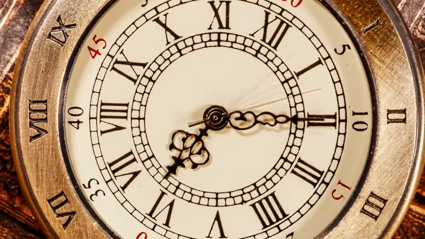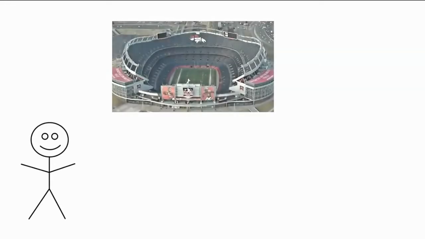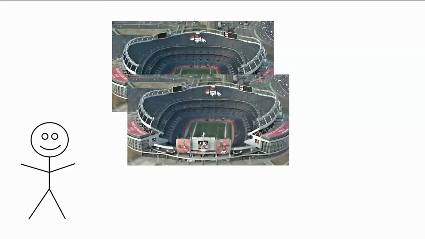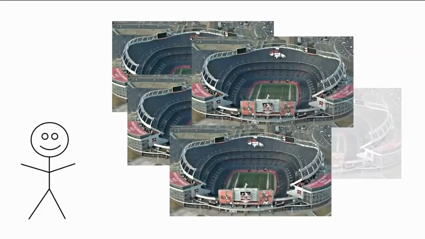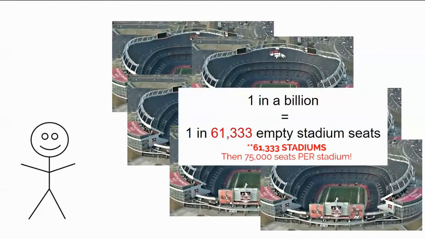To understand how much 1 billion really is, let's say you want a private viewing of a Bronco game. The stadium holds approximately 75,000 people, so you are 1 in 75,000. To be 1 in a billion, you would need to be the only person sitting out of 61,333 Bronco stadiums. Again, this represents 1 in a billion, but Earth is 4.6 billion years old.